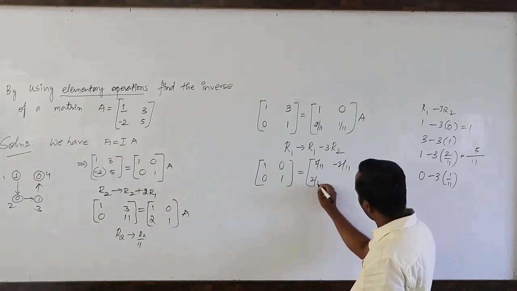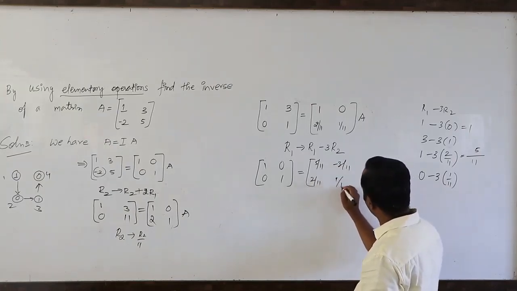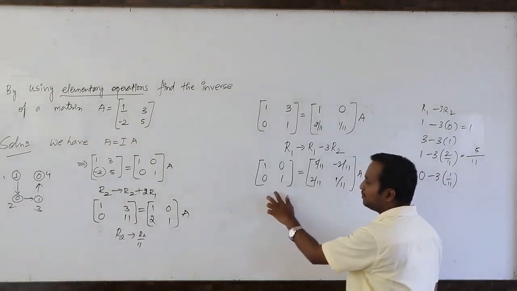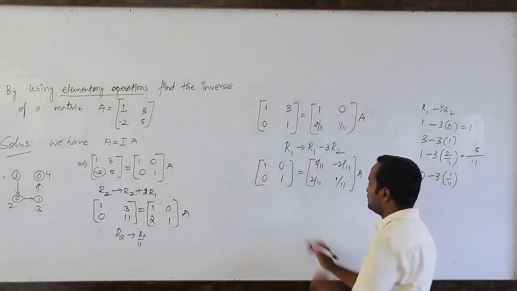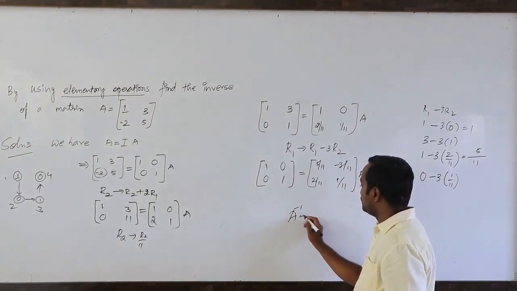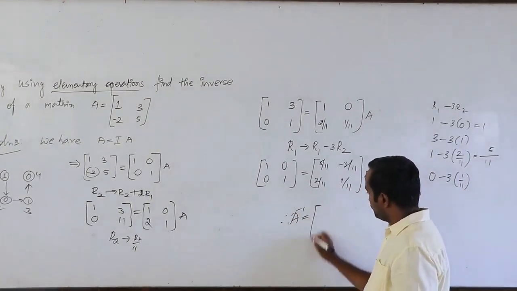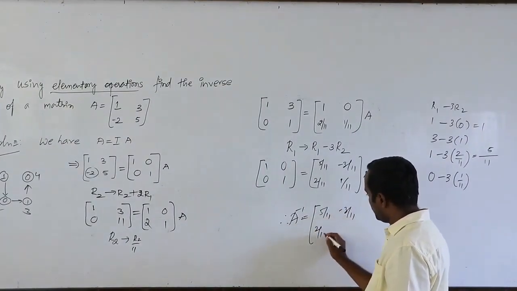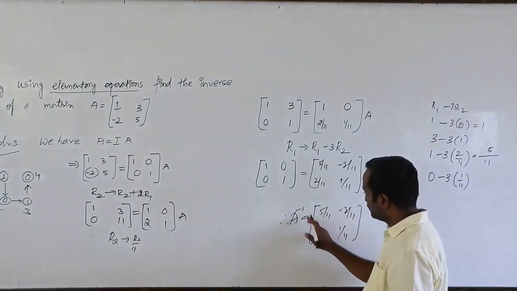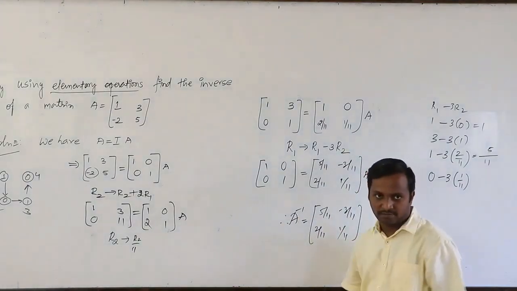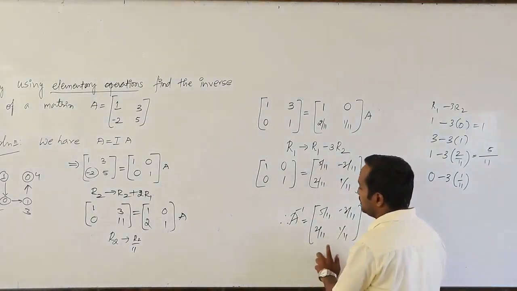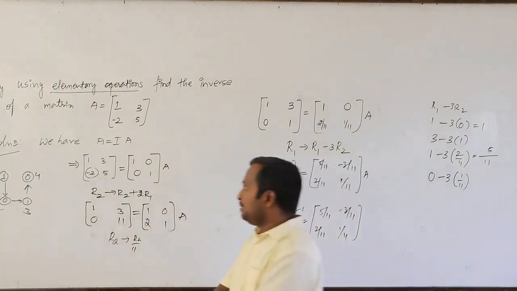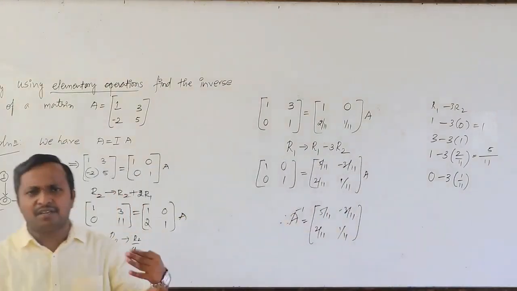2 by 11, R2 not changed, 1 by 11. Into A, we got the identity matrix. Therefore, the inverse of A is this answer. A inverse is equal to 5 by 11, minus 3 by 11, 2 by 11, 1 by 11. This is the answer. If you want to confirm, multiply A inverse with the given matrix, and you will get the identity. Okay? I hope you get it a little bit.